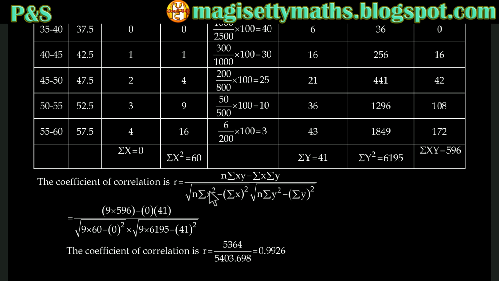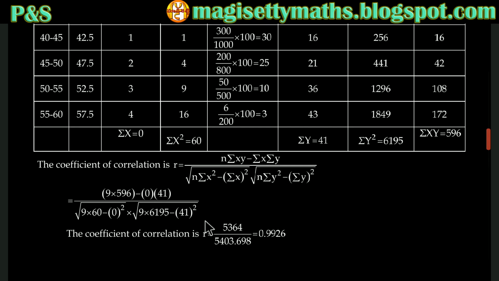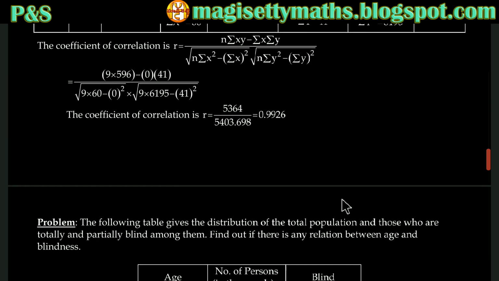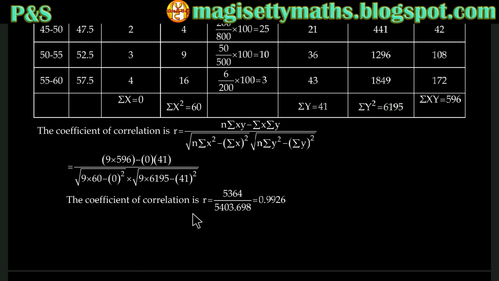Now just by substituting the corresponding values, here n is the number of data points, 9, into summation xy 596, minus summation x 0 into summation y 41, divided by square root of n, 9 into summation x square 60 minus summation x 0 square, into square root of n, 9 into summation y square 6195 minus summation y 41 whole square, that equals 5364 divided by 5403.698, that equals 0.9926. So this is the coefficient of correlation.